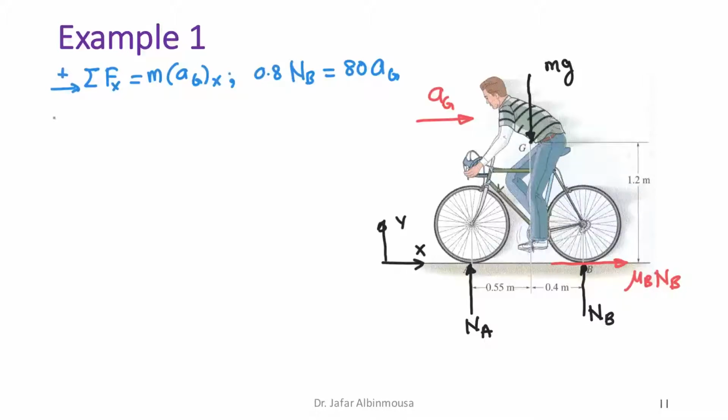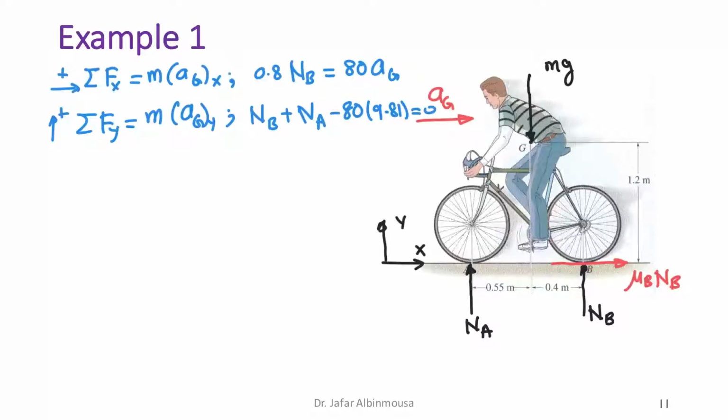Now, we have also chosen up as positive, and then we sum the forces along y. Now, this is m a_Gy, which I said is 0. So we will have N_B plus N_A minus 80 multiplied by 9.81, which is equal to 0.